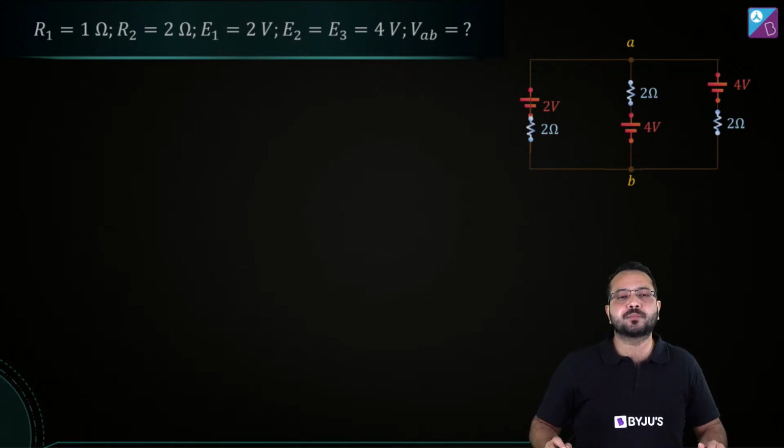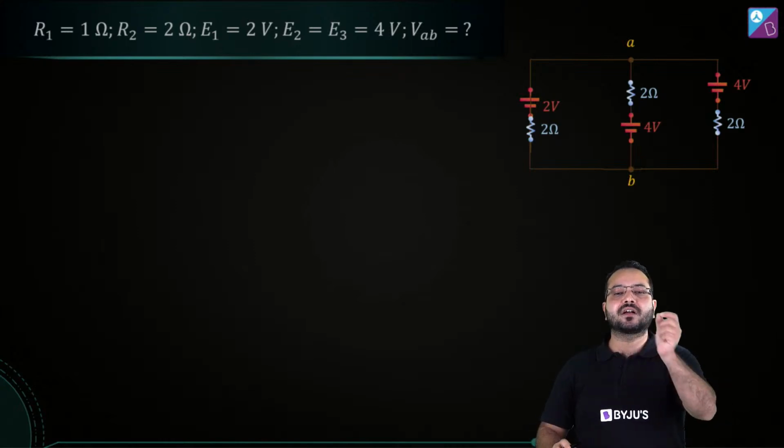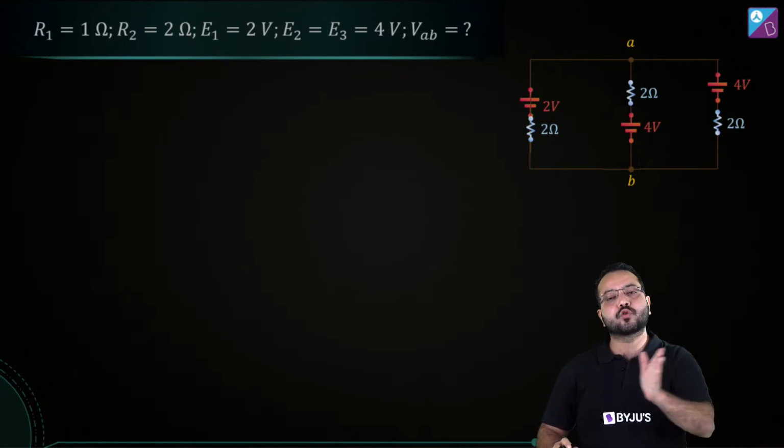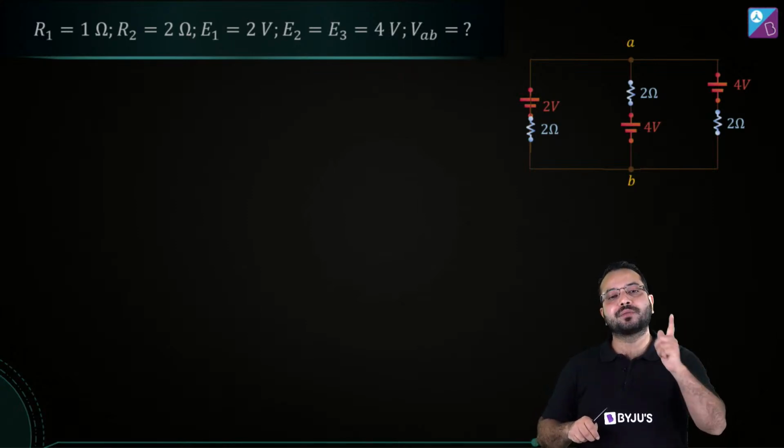So how the superposition principle works is that, let's say we have 3 batteries. We are going to short 2 batteries and find the current due to that one battery. And we are going to repeat this process 3 times. So shorting the other 2 batteries, we are going to find the current through one battery.